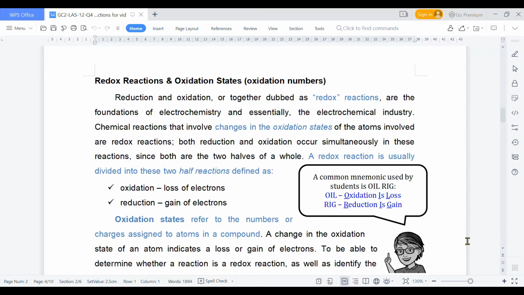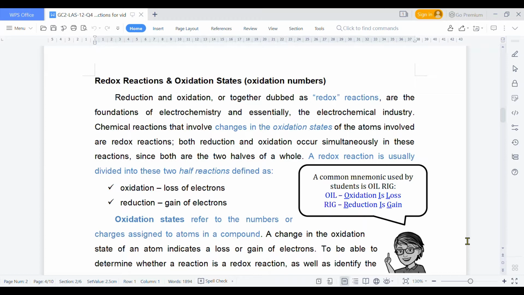Redox reaction and oxidation states. Oxidation states, also known as oxidation number. Reduction and oxidation, or together dubbed as redox reactions, are the foundations of electrochemistry and essentially the electrochemical industry. Chemical reactions that involve changes in the oxidation states of the atoms involved are redox reactions. Both reduction and oxidation occur simultaneously in these reactions.